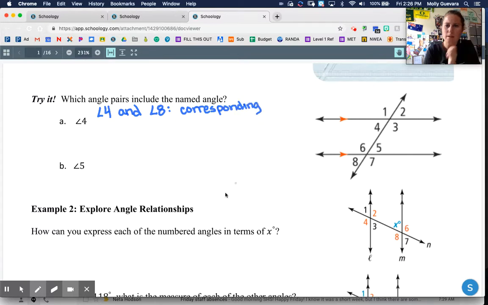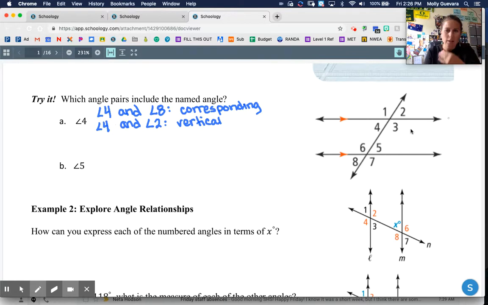Okay. I also see that angle 4 and angle 2 are vertical. So I'm going to write that. Angle 4 and angle 2 are vertical. So do you see what I'm doing? I'm just writing down what is the relationship with all of the different angles with angle 4.